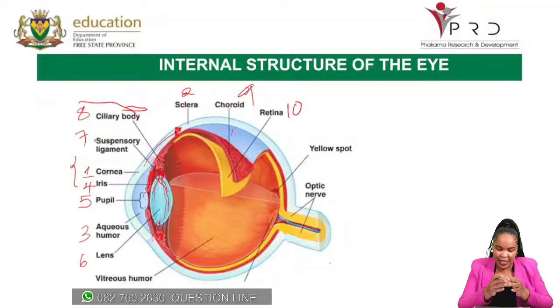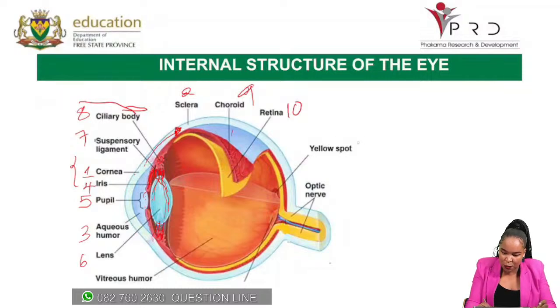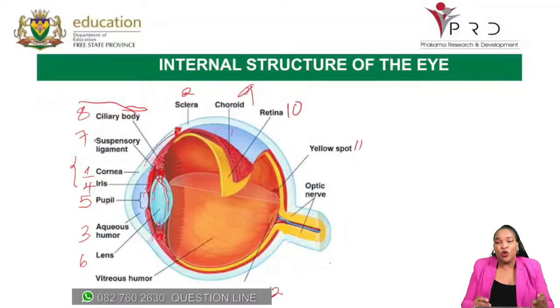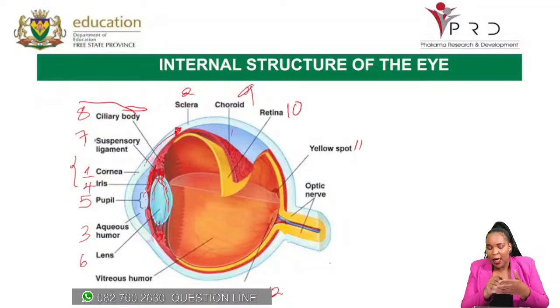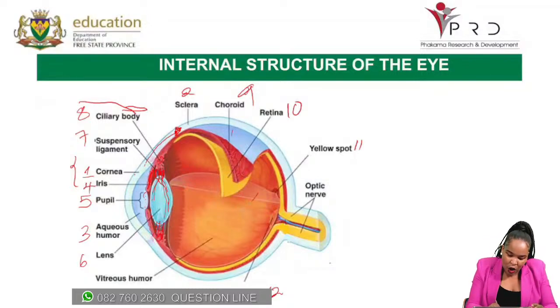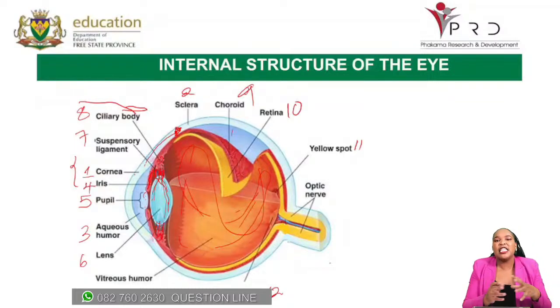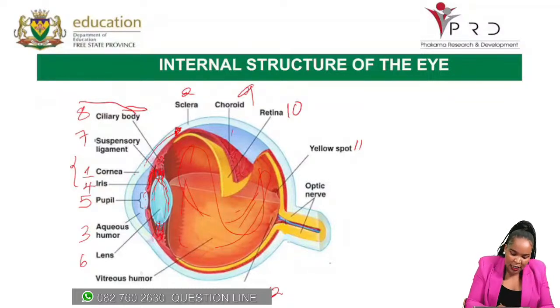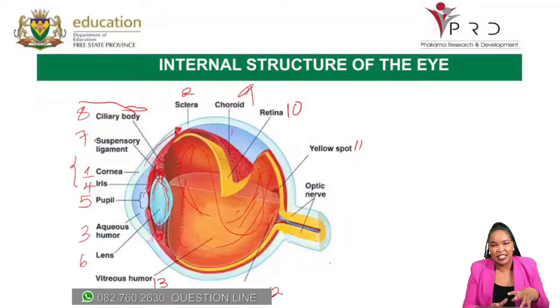And on the retina, you find two things. You find the yellow spot and the blind spot. So that is on the retina. And then between here, all this space, the hollow space, is filled by a fluid called the vitreous humor. So the vitreous humor will be your number 13.